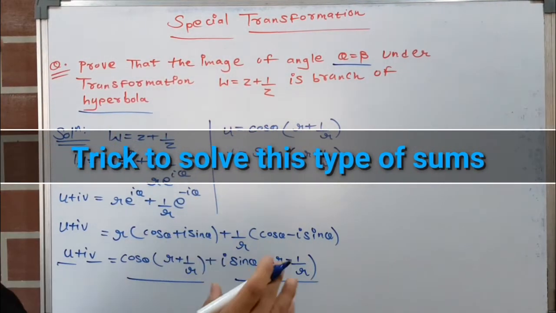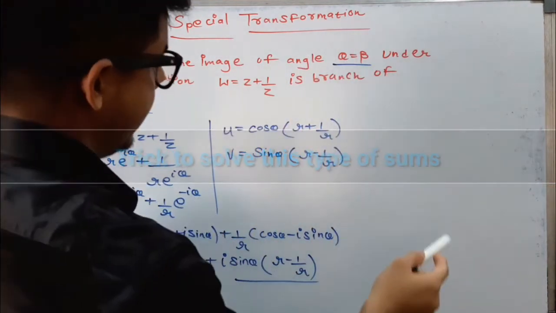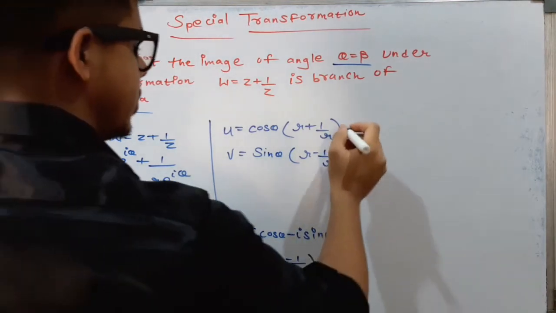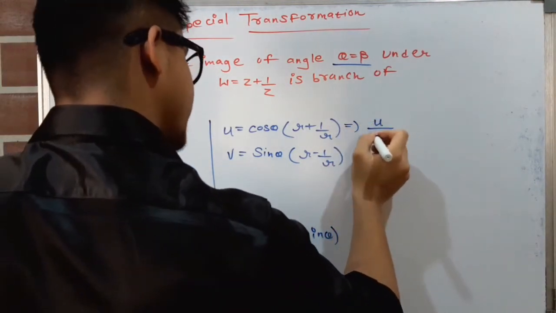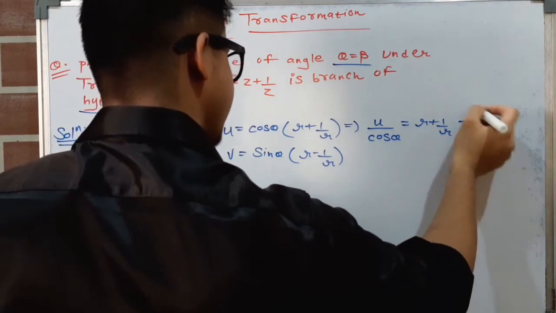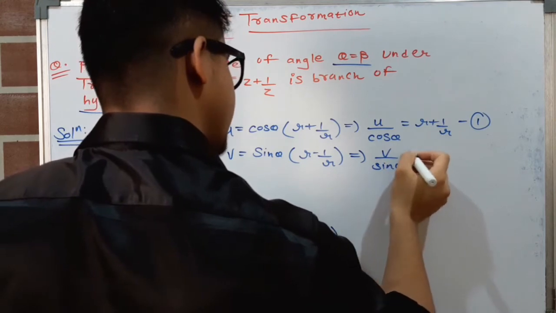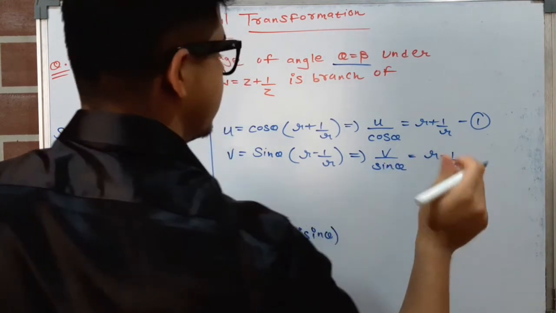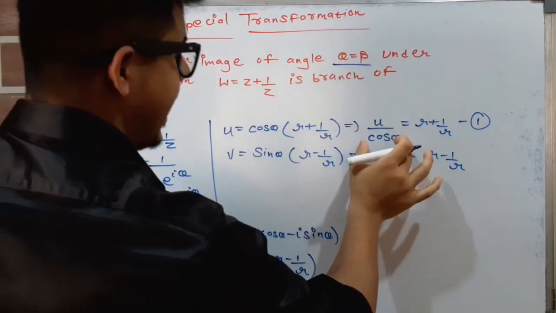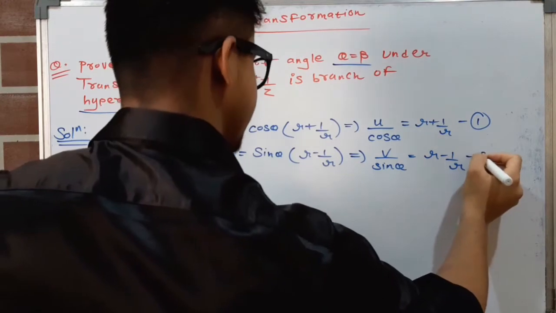So now here comes a trick. Whenever in the equation the angle is given, then we will take the angle term in the denominator. Okay. So here it is U upon cos theta, which is equals to R plus 1 upon R. Let's say equation 1, and V upon sin theta is equals to R minus 1 upon R. So remember the trick that if in the equation the angle is given, then we take the angle term in the denominator. Okay. So we got the two equations.